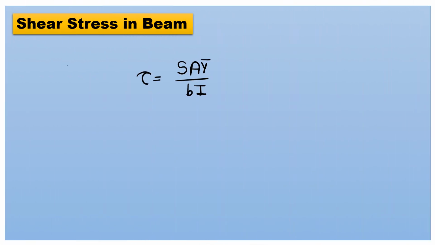Then next is shear stress in a beam. To calculate the shear stress in a beam, we require the shear force, then area, then width of that section, moment of inertia, and Y bar. Y bar is the distance between the neutral axis of that section and the fiber where we want to calculate the shear stress. So this is the formula to calculate the shear stress, which is S A Y bar divided by B I.